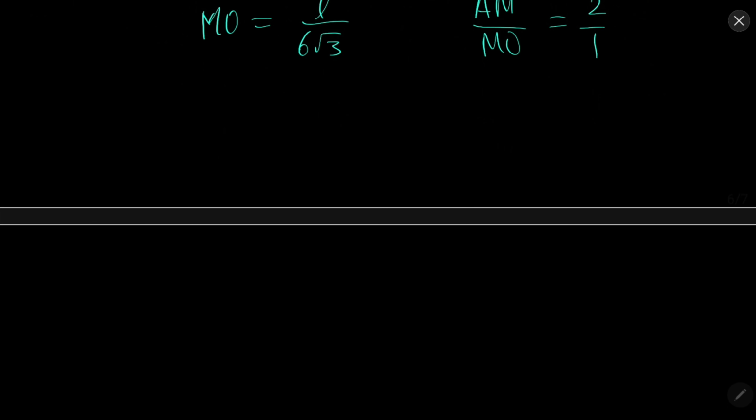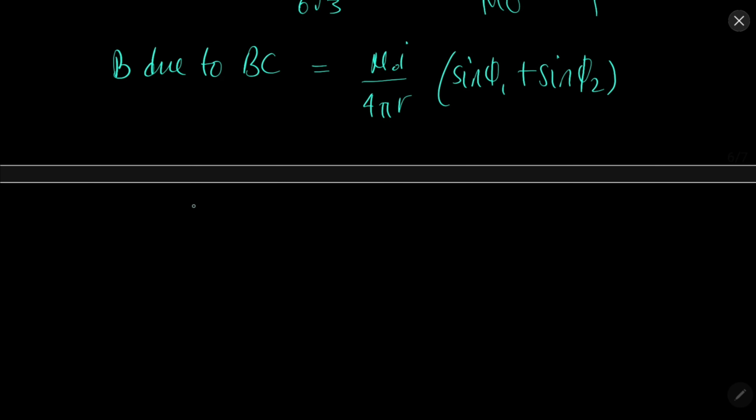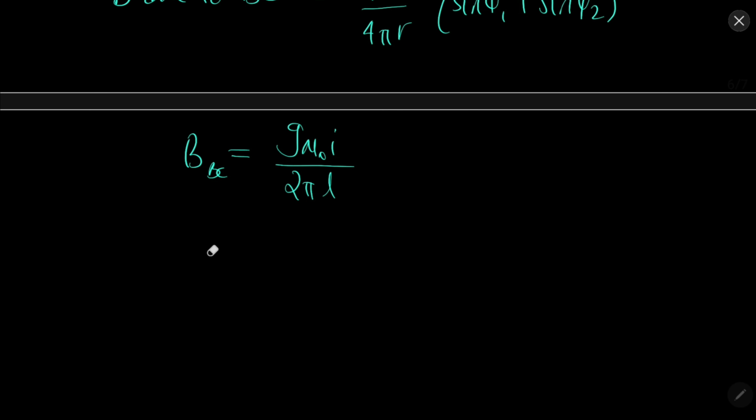Now B due to BC will be mu naught I over 4 pi R (sin phi 1 plus sin phi 2). So it will come out to be mu naught I into 9 over 2 pi L. Net field will be mu naught I over 2 pi L into 3.